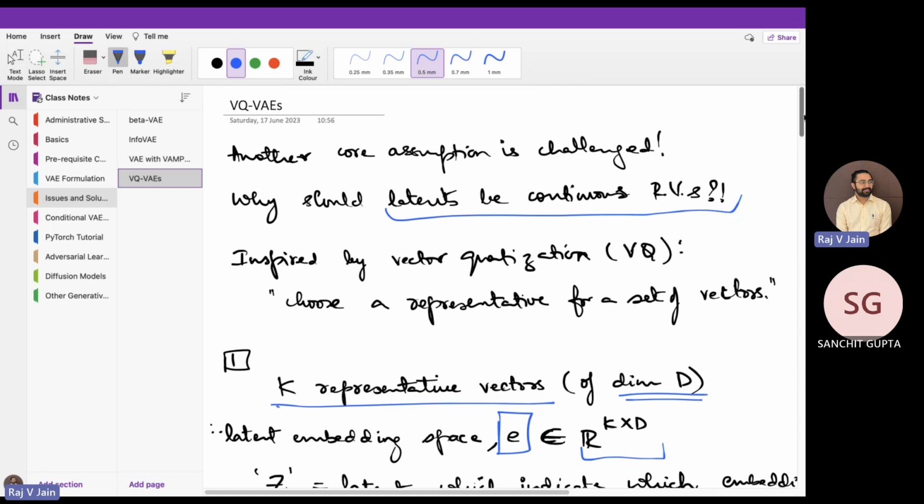What are the applications of VAEs apart from generating images?